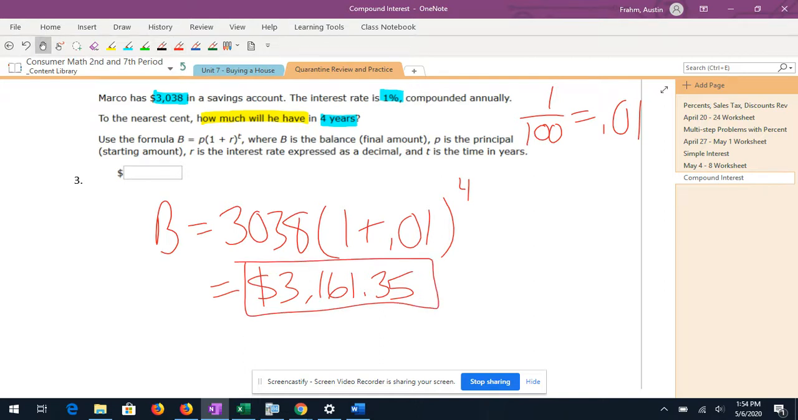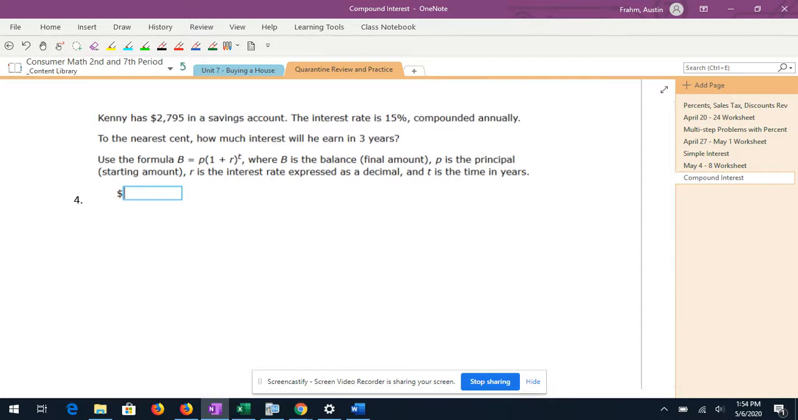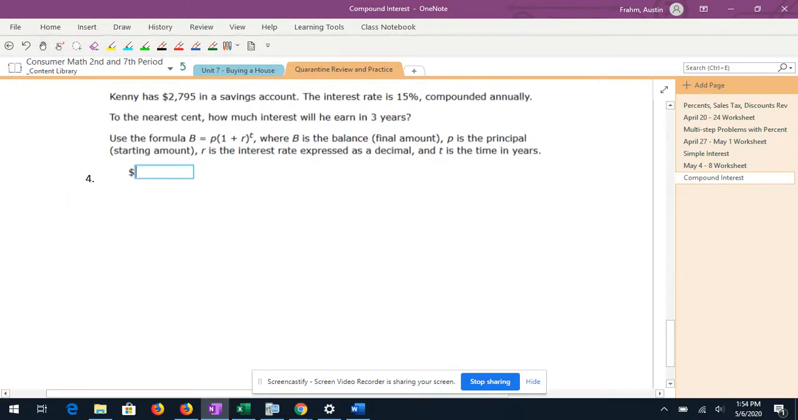Moving on to the last example, number 4. It says Kenny has $2,795 in the savings account. The interest rate is 15% compounded annually. To the nearest cent, how much interest will he earn in 3 years?